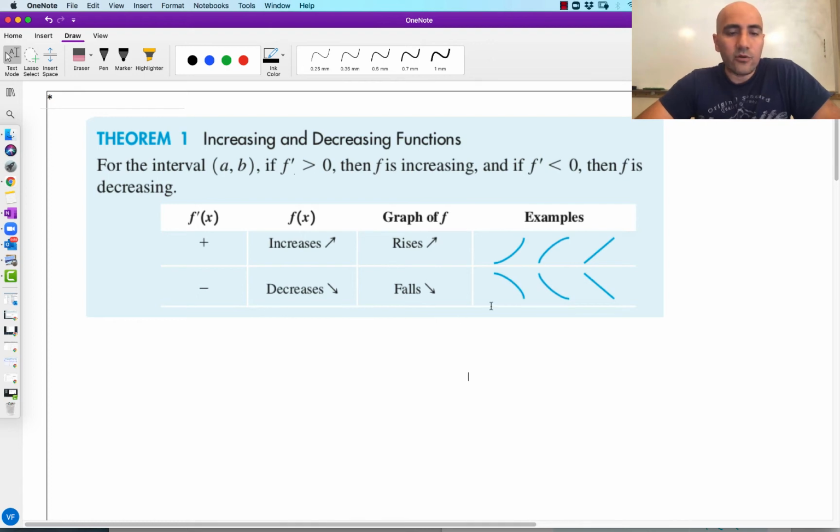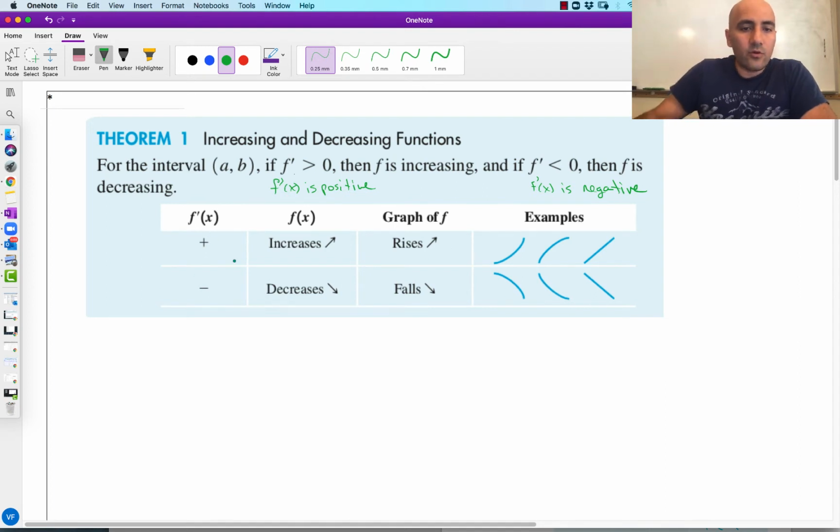Okay, so we can have a nice little table to help us organize all that. When the first derivative is positive, that's what this little plus symbol is indicating. Let me add to that just to make sure. f prime greater than 0 also means f prime of x is positive. Then f is increasing. If f prime is less than 0, that also means f prime of x is negative. When the first derivative is negative, then f is decreasing.